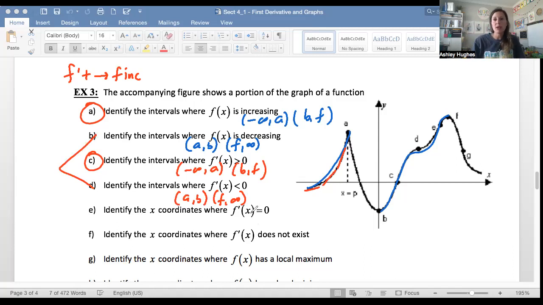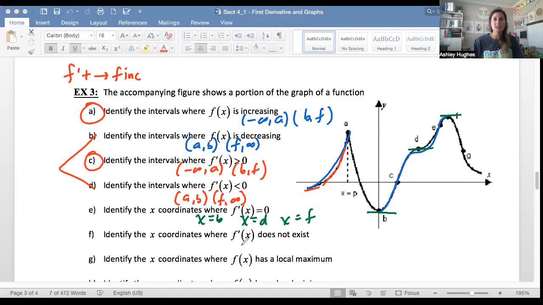Identify the coordinates where f prime of x equals 0. So that's asking for a horizontal tangent line. If I were to zoom in and zoom in and zoom in, it would have a flat tangent line, which would be at x equals b and at x equals d and at x equals f.